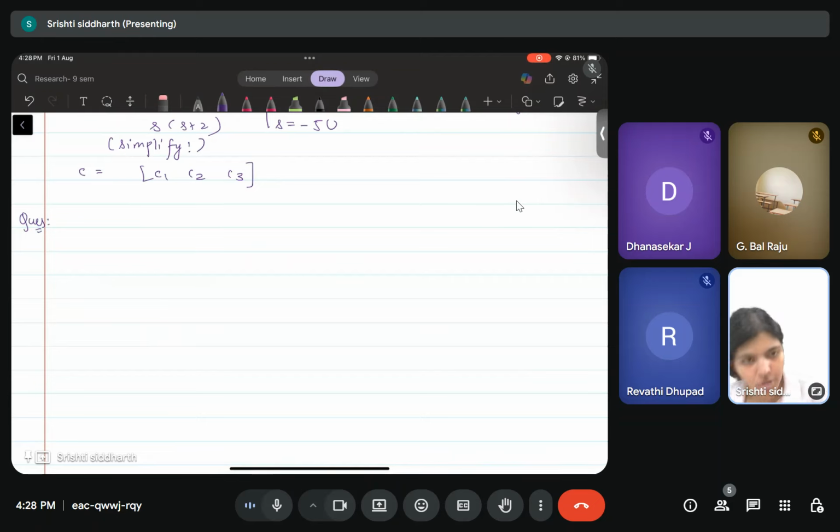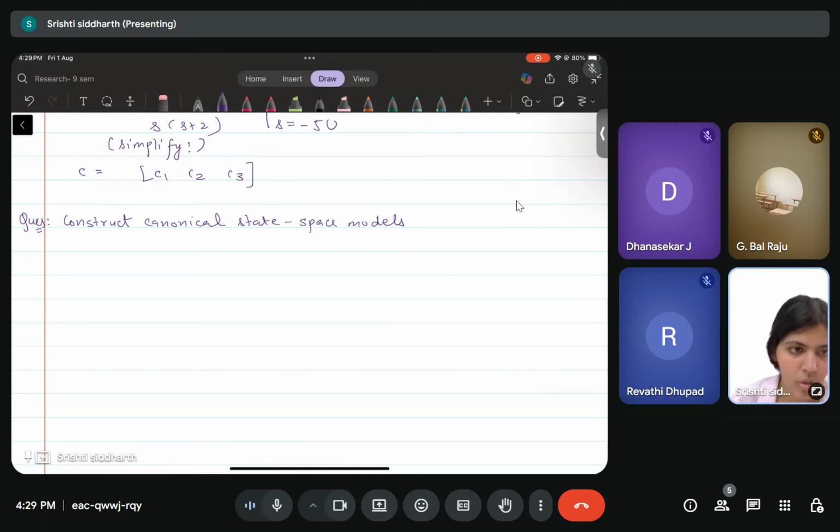Now instead of transfer functions, we will have differential equations. So construct state models. Construct canonical models. This can be done in terms of CCF, mostly for diagonal forms. We will write it in diagonal form for the following differential equations.